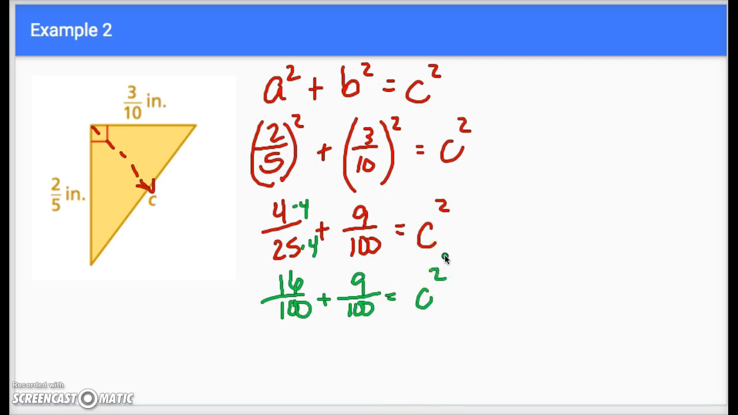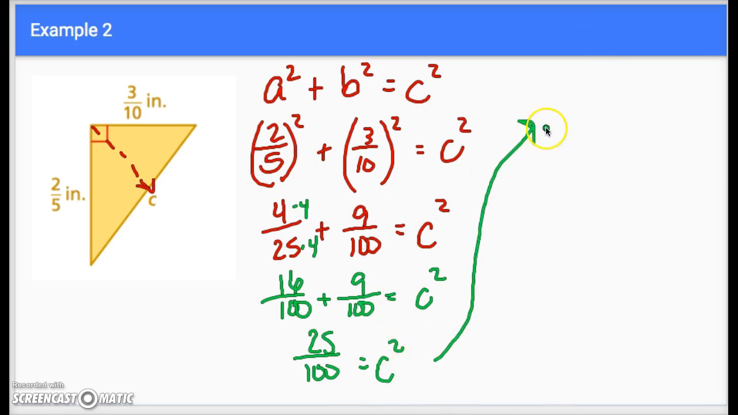And that has to equal c squared. Now we can go ahead and add them together. So 16 plus 9 is going to equal 25. So we have 25 over 100 equals c squared. And then again, to get rid of the square, we just take the square root. So I'm going to jump over here.